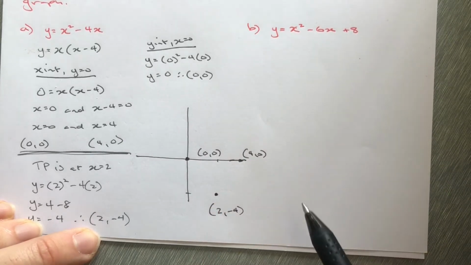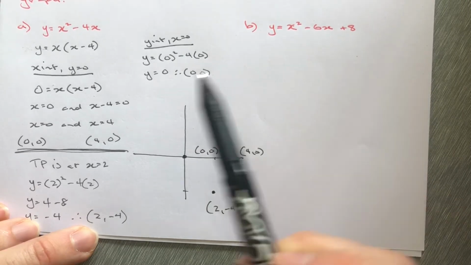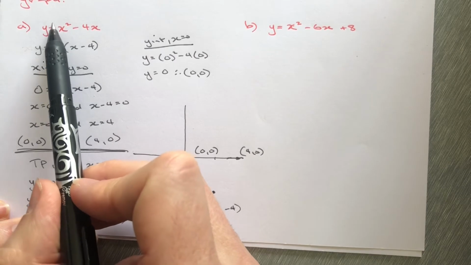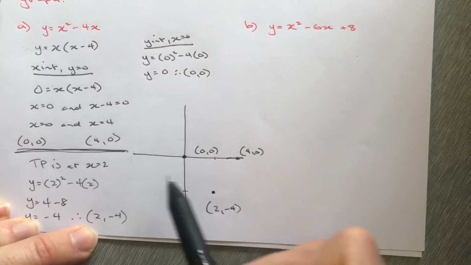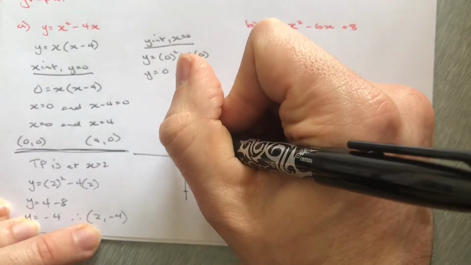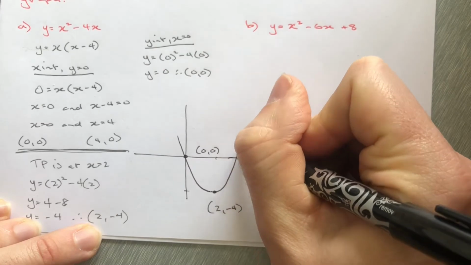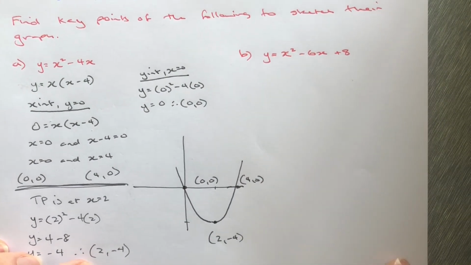There we go. And this is a smiley shaped parabola because out the front here, which I'm going to keep reminding you, if your a value is positive, it's going to be a smiley face. If it's negative, it's going to be a frowny face or a sad face. So there we go. We found those 3 things that we needed.